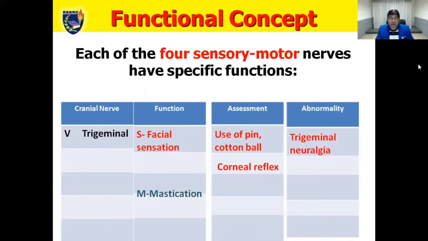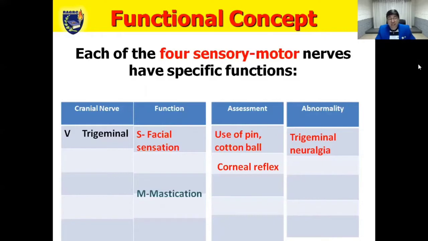The associated abnormality for cranial nerve 5 would be trigeminal neuralgia. Now, trigeminal neuralgia is a condition characterized by chronic pain, and it is usually caused by a tumor that is exerting pressure on the trigeminal nerve. That's the reason why there's usually chronic pain.